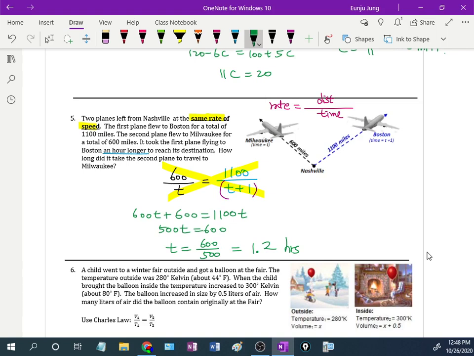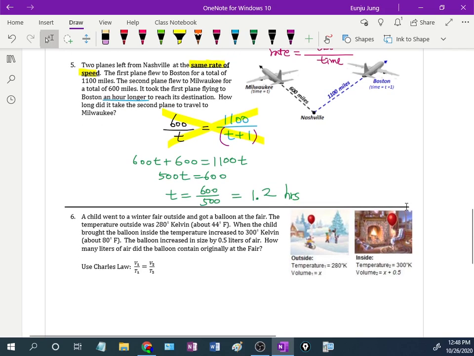Any questions? Next one, number 6. We are going to use Charles' law. Have you heard about Charles' law in science class? Okay, so let's use it, okay? A child went to a winter fair outside and got a balloon at the fair. The temperature outside was 280 degrees Kelvin, which is about 44 degrees Fahrenheit. When the child brought the balloon inside, the temperature increased to 300 degrees Kelvin, which is about 80 degrees Fahrenheit.